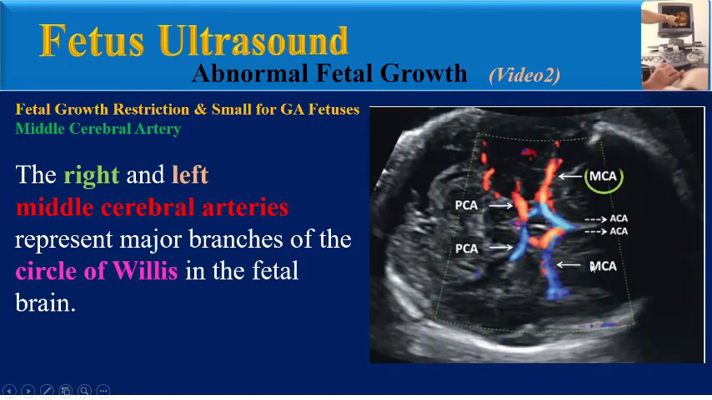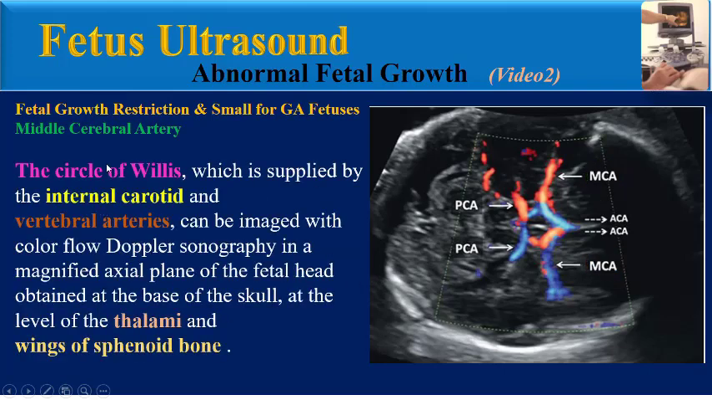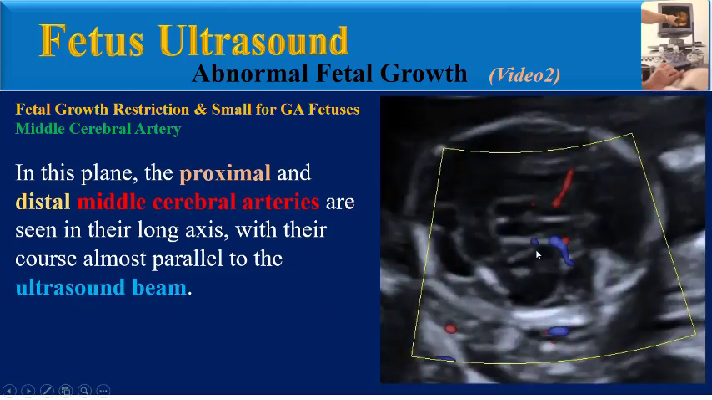The right and left middle cerebral arteries represent major branches of the circle of Willis in the fetal brain. The circle of Willis, which is supplied by internal carotid and vertebral arteries, can be imaged with color flow Doppler sonography in a magnified axial plane of the fetal head obtained at the base of the skull at the level of the thalami and wings of sphenoid bone. In this plane, the proximal and distal middle cerebral arteries are seen in their long axis with their course almost parallel to the ultrasound beam.